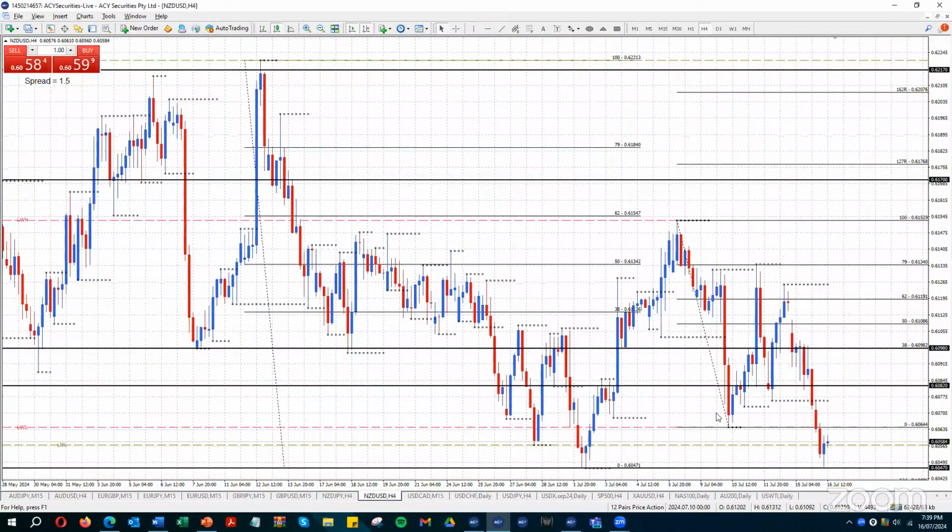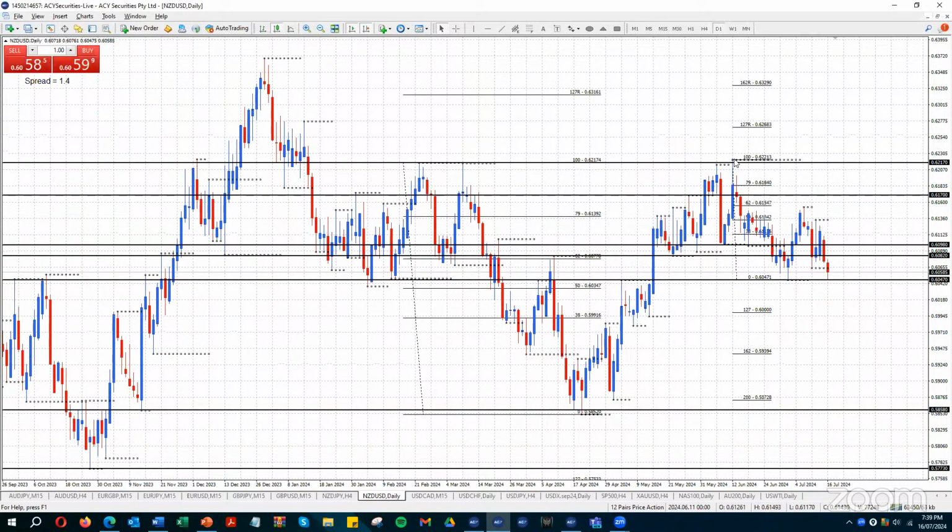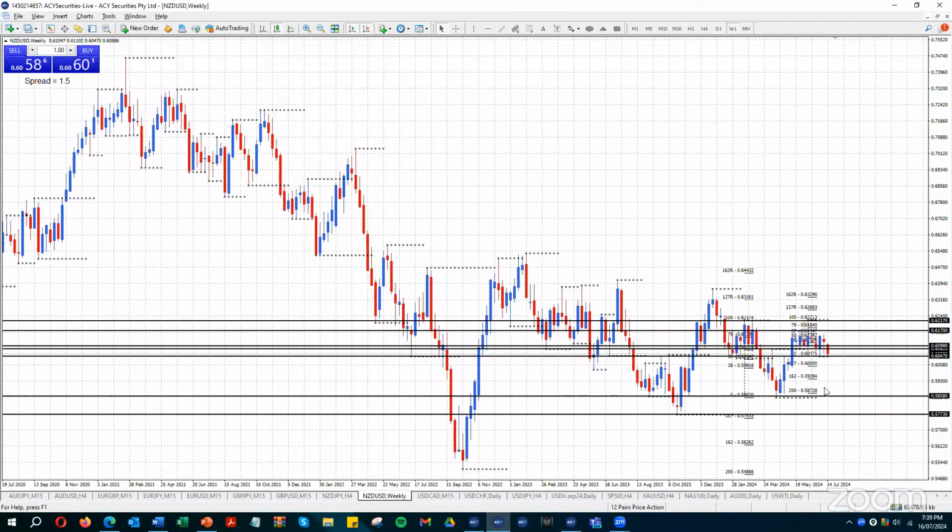New Zealand, I discussed the failure here at the 62% level last week. All right, so that's the range I was discussing last week, 62% failure. Got my double top here. I'm expecting that this level is going to get broken down here to move much lower. So on my weekly chart, I'm expecting maybe this is coming down to 54.86.